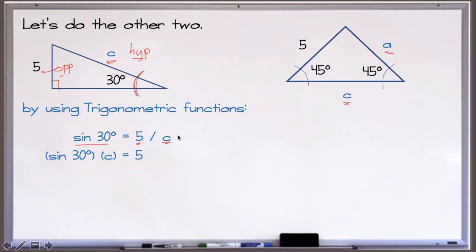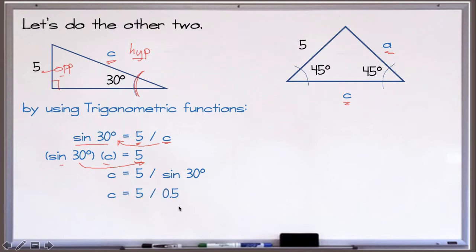And pag ating ilipat si C, now C is under the division sign dito sa kabilang side. So, pag nilipat natin siya dun sa kabila, it will become multiplication. Transposition natin. So, C becomes multiplying dun sa sine 30. So, sine 30 times C now equals 5. So, syempre, itatranspose din natin itong 30. This goes kabila. So, C equals now to 5 divided by sine 30.